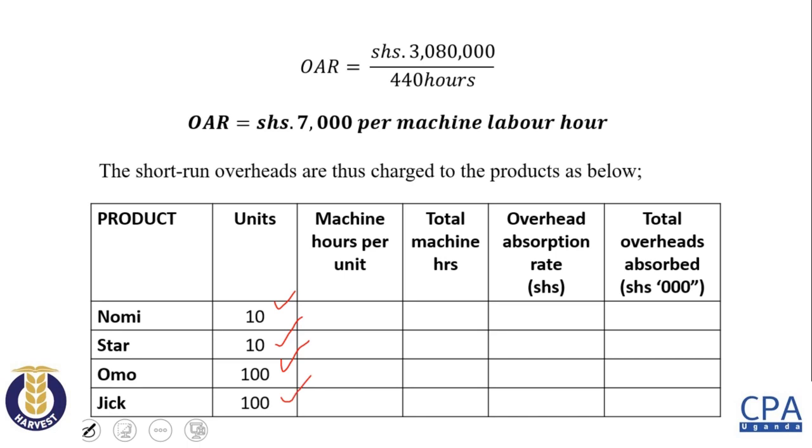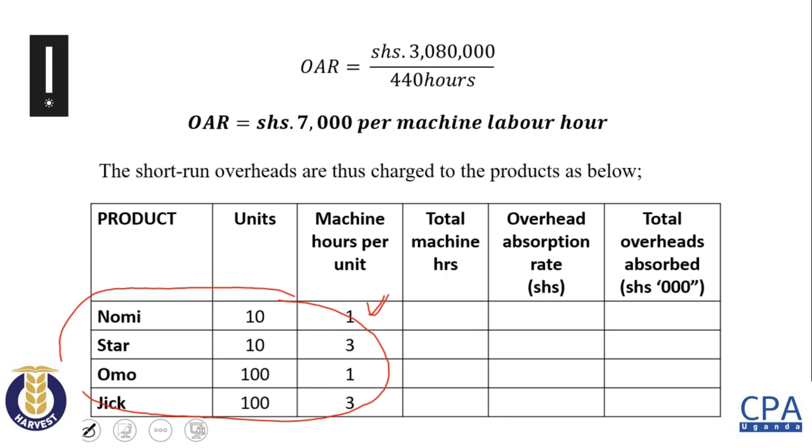The machine hours given to us in the question, all this information I'm picking from the question, okay? I'm not computing further. I'm just picking it from the question. The machine hours, we are told that each unit of Nomi requires 1 machine hour. Each unit of Star requires 3 machine hours, and each unit of Omo requires 1 machine hour. And then Jik, each unit requires 3 machine hours.